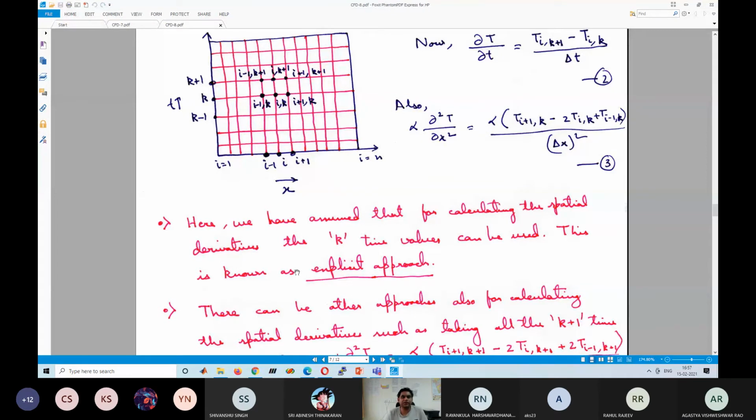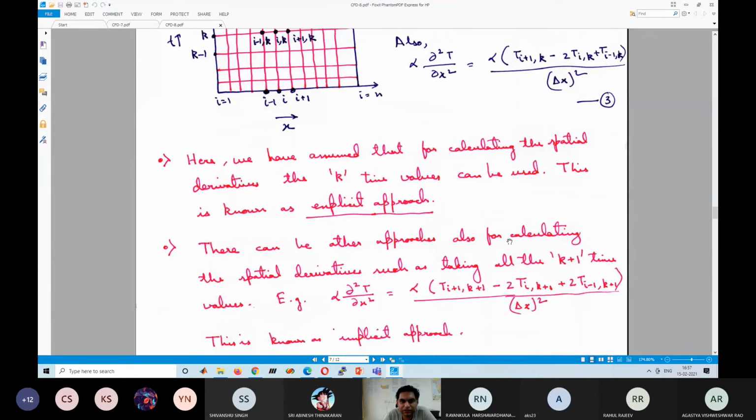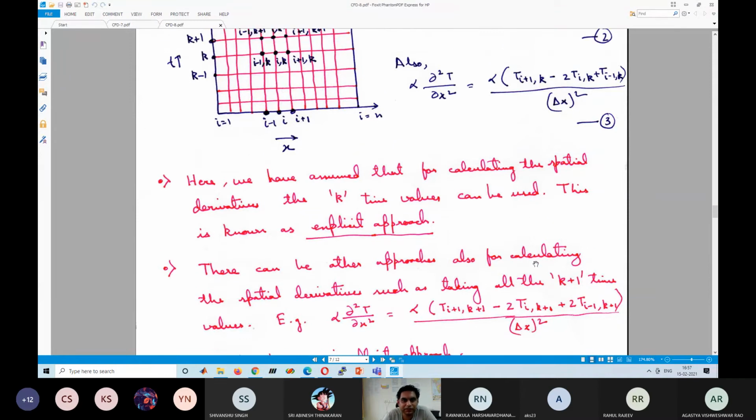This method is known as explicit approach. If you use k plus 1 values, it is known as implicit approach. There can be other approaches also for calculating the spatial derivatives, such as taking all the k plus 1 time values. Let me show you the difference.